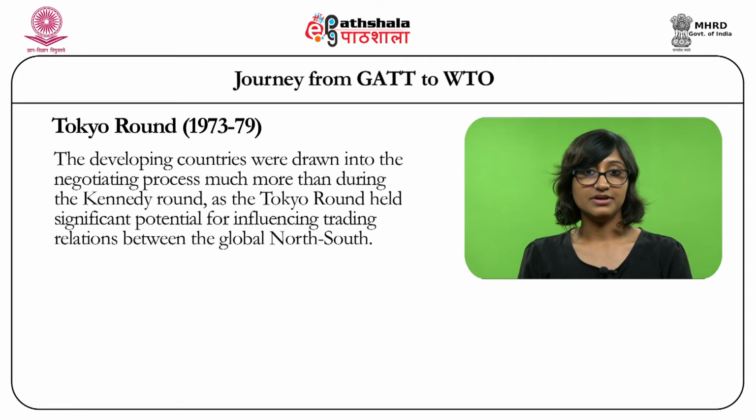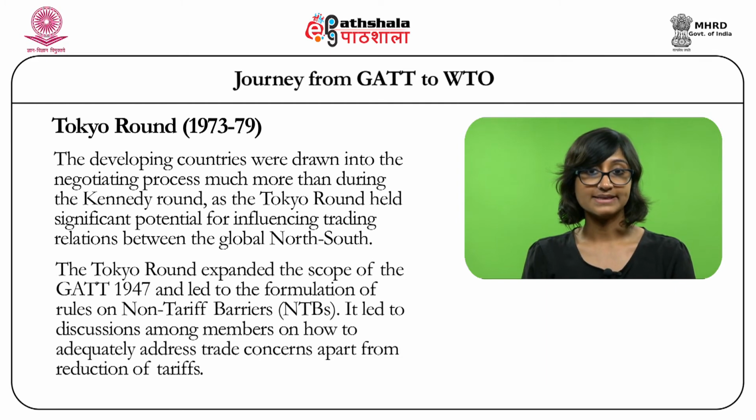The developing countries were drawn into the negotiating process much more in the Tokyo round than during the Kennedy round. The Tokyo round expanded the scope of the GATT 1947 and led to the formulation of rules on non-tariff barriers. It led to discussions among members on how to adequately address trade concerns apart from reduction of tariffs.